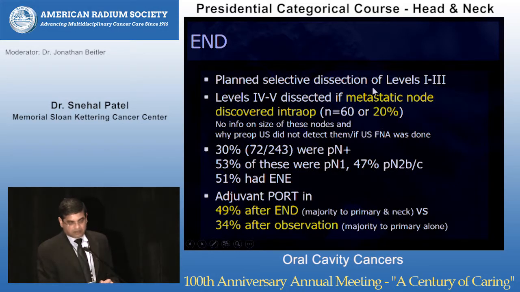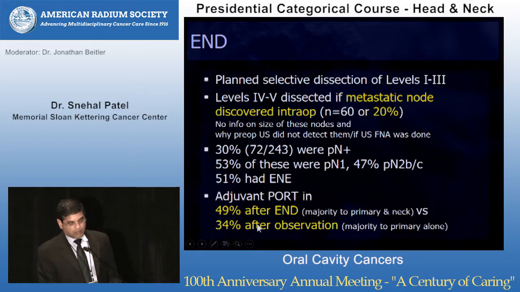For elective neck dissection, they planned to dissect levels 1 to 3, as I just pointed out, a supraomohyoid neck dissection. And their study design was that if they found metastatic disease intraoperatively, then they would dissect level 4 and 5, do a comprehensive neck dissection. Of note, 1 in 5 patients ended up getting a comprehensive neck dissection based on intraoperative findings, which brings you to that question of how reliable is your ultrasound preoperatively if 1 in 5 patients needed a neck dissection based on intraoperative findings.